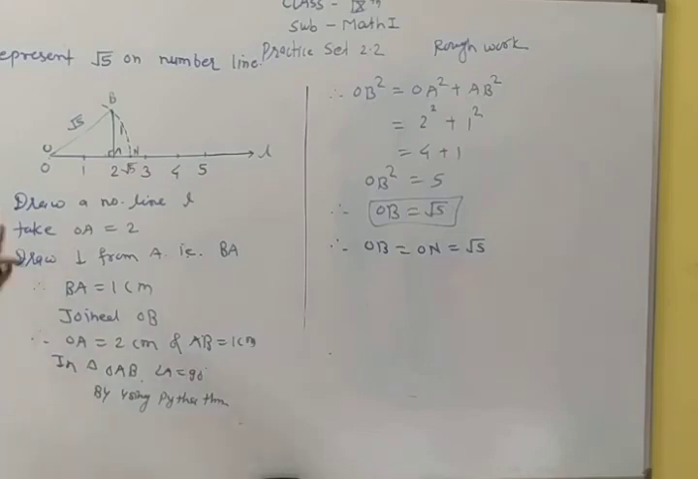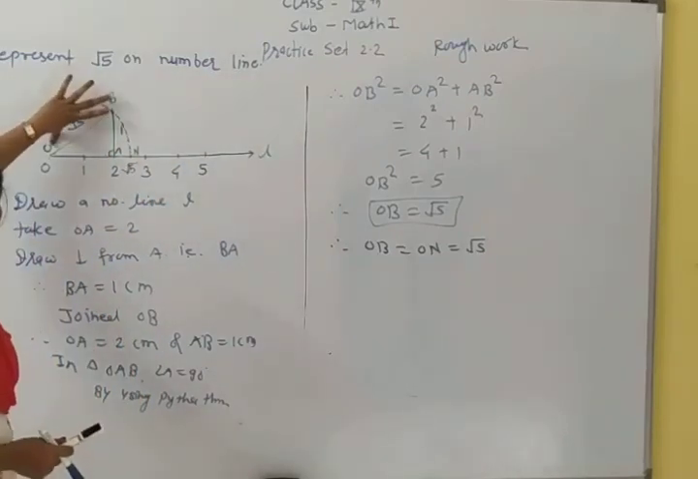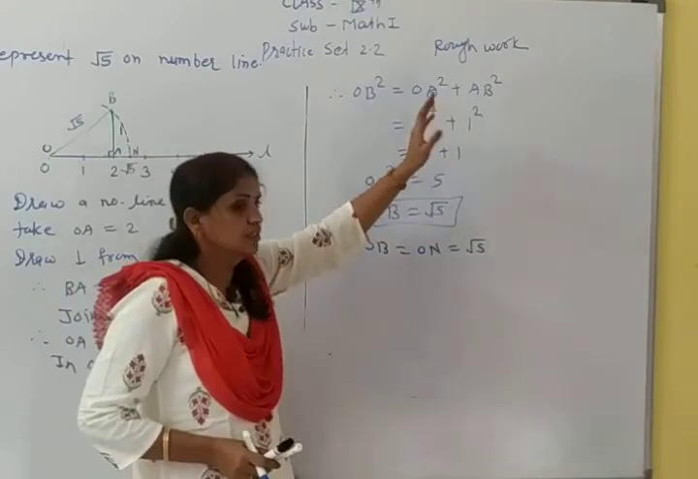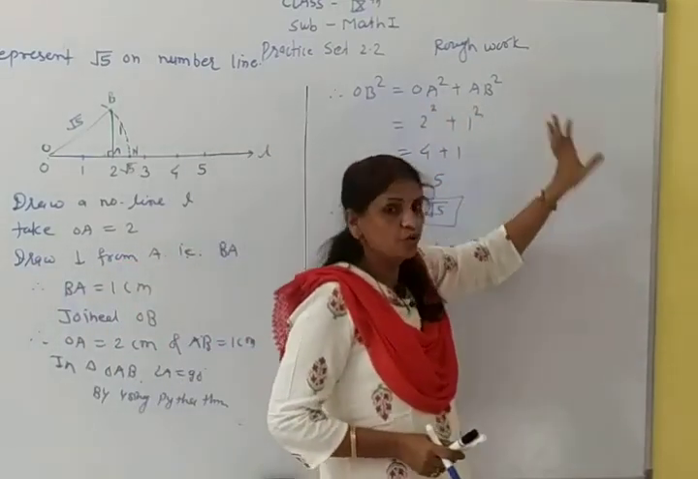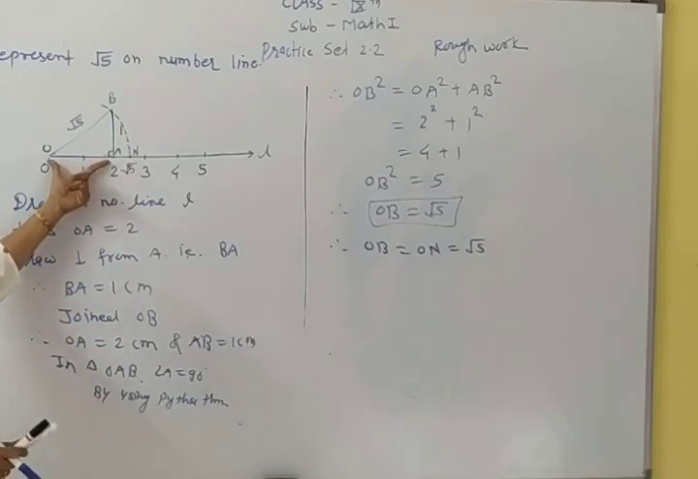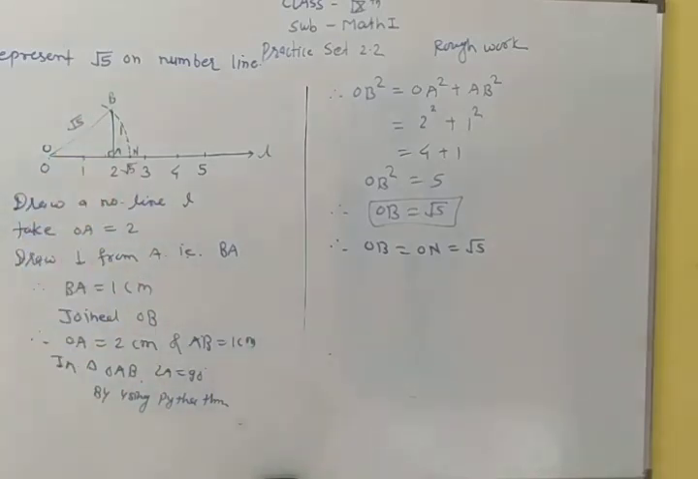Same problem, represent root 10 on your number line. Same method. Okay, represent root 10 on the number line. So take OB by using Pythagoras theorem. Okay, rough work, that is take OB equal to root 10 and then by using Pythagoras theorem find the value of OA. Okay, and then make the arc and represent root 10 on the number line.